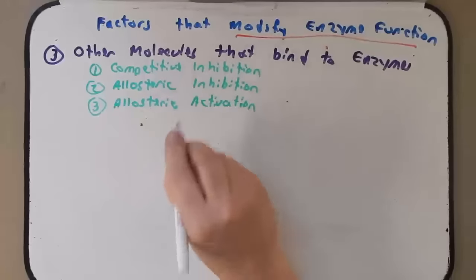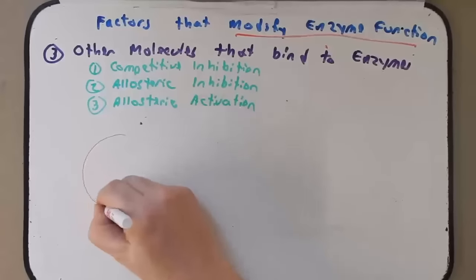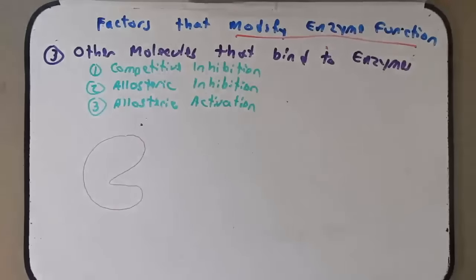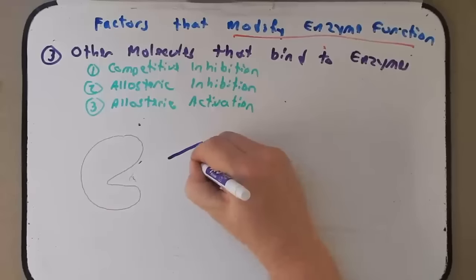Okay, let's begin with competitive inhibition. And let's draw our enzyme like so. Okay, now let's draw its natural substrate here.